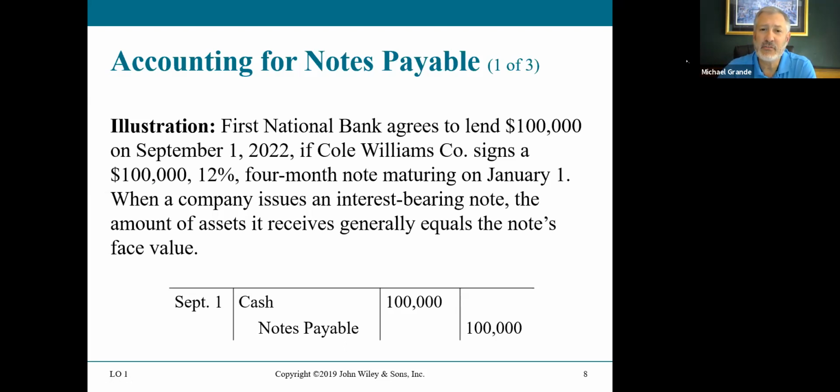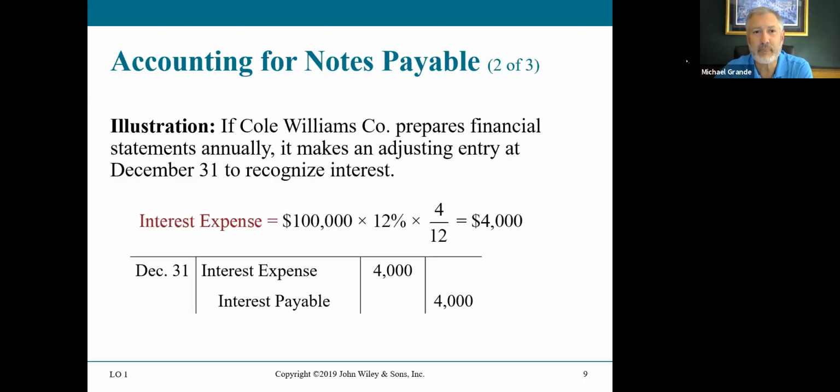When a company issues an interest-bearing note, the amount of assets it receives generally equals the note's face value. So there's the transaction to record the receipt of the cash and the promise to pay. Increase the asset, cash, increase the liability, notes payable.